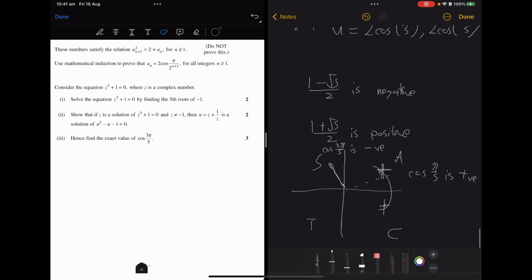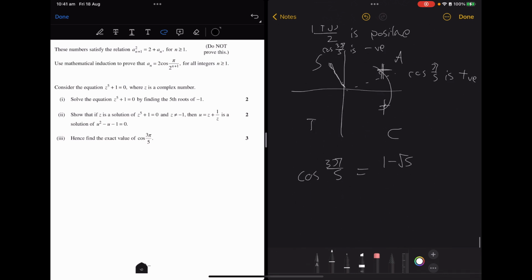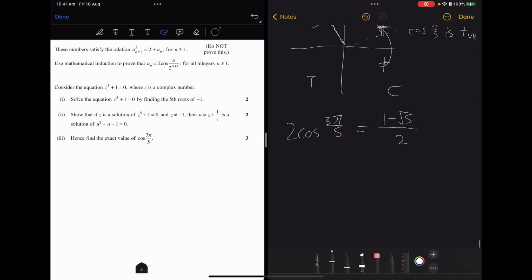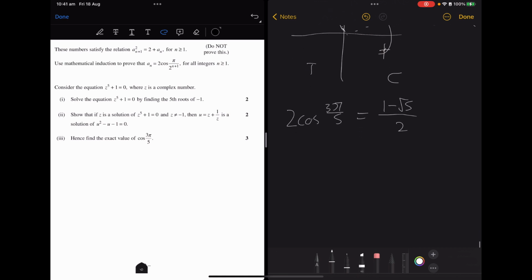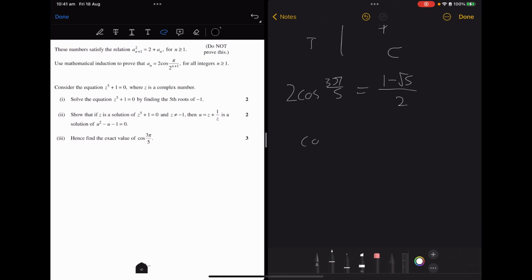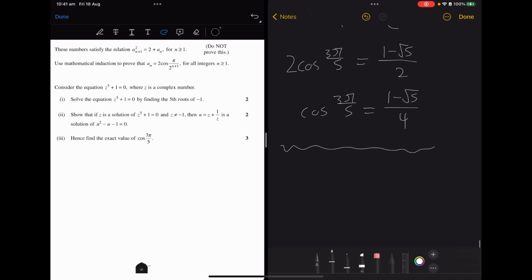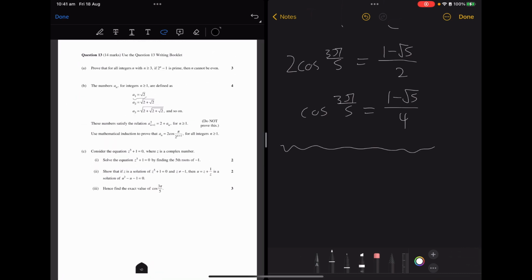Sorry, that was 2 cos 3 pi over 5 is equal to 1 minus root 5 over 2, which means that finally cos 3 pi over 5 by itself is equal to 1 minus root 5 over 4. And that will be it for part 3 of part C and question 13 overall.